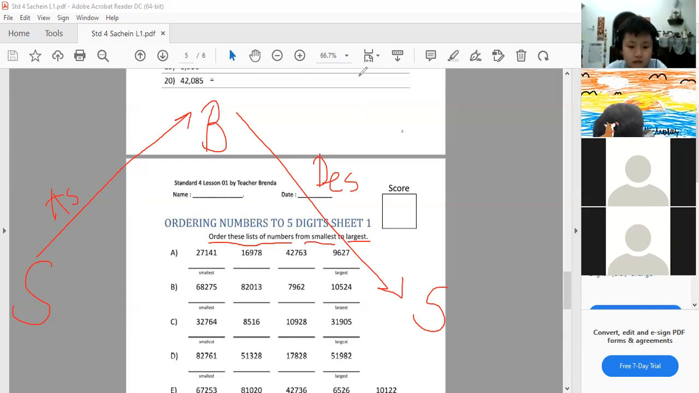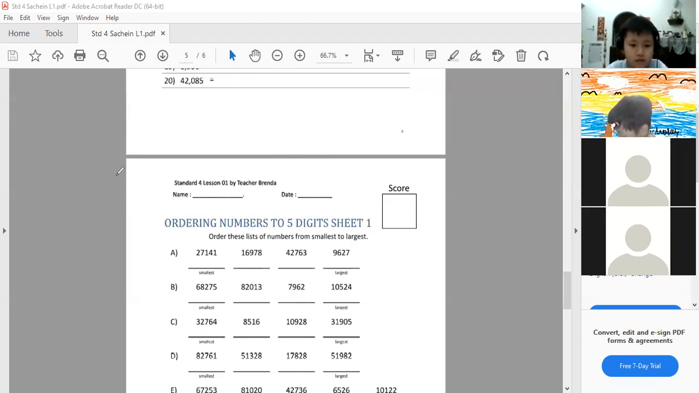How are we going to know which is the smallest number or largest number? Now, sometimes it's very easy. You can just see and you can figure out, oh, this is a small number. That's a large number. Teacher, 9,627 is the smallest number, and then next is 16,778, and then 27,141 is the third, and the largest number is 42,763. Very good. If you actually look at these numbers, you can see that what Gideon said is of course very true. Well done, Gideon.